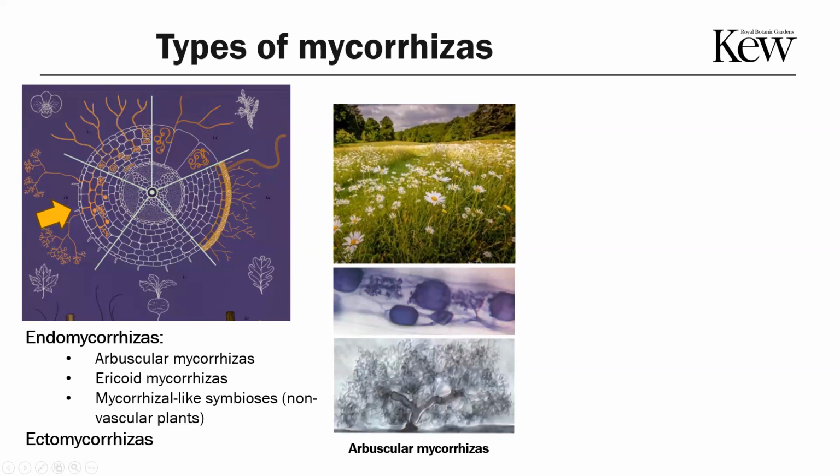Can you see the, yes. And they penetrate the root cells, and they form these beautiful tree-like structures that are called arbuscles, where they branch, and that is where the exchange between the plant and the fungi takes place. These ones are specialized in the uptake of phosphorus.